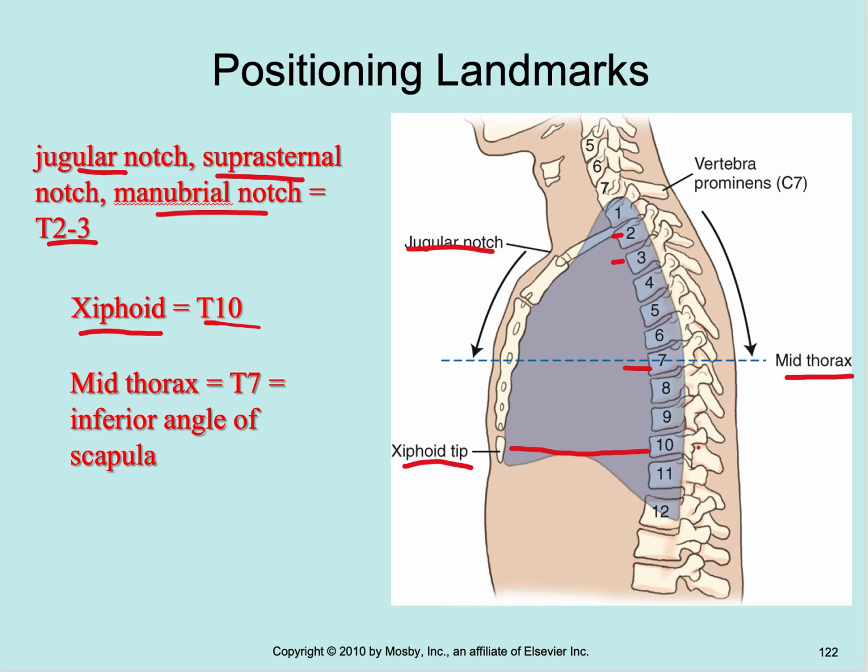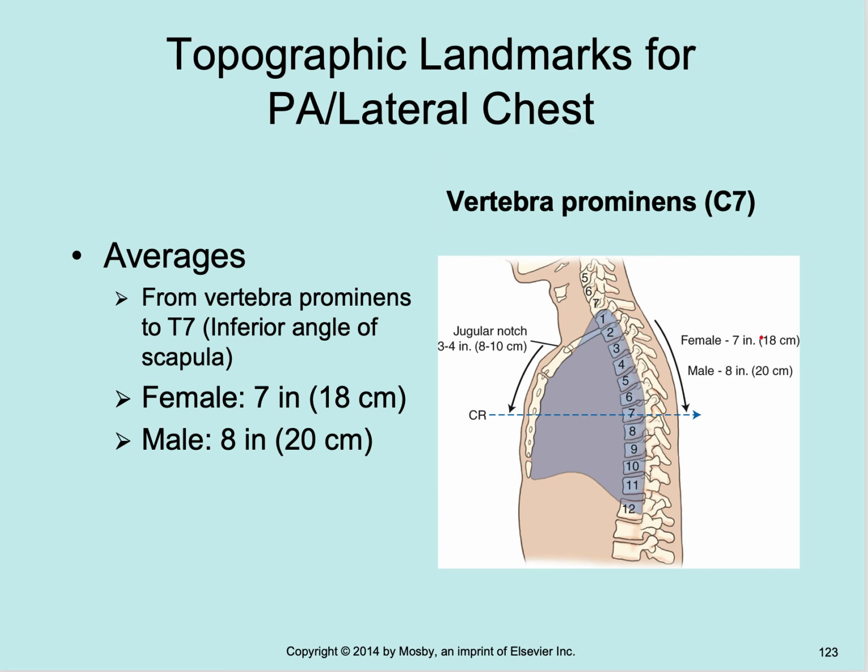spine 7. And it is also the inferior angle of the scapula. If you could see the scapula is back here, that inferior angle of the scapula would be somewhere in there. So the mid-thorax, the inferior angle of the scapula around T7. So averages for that T7 to be found. Female patients is about 7 inches. Male patients is about 8 inches to locate that T7 aspect, or the inferior angle of the scapula.